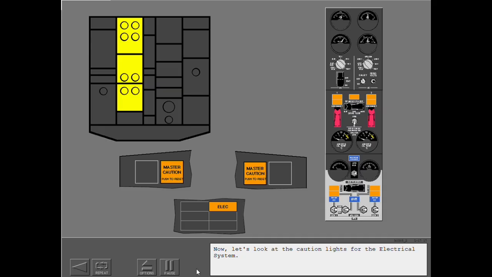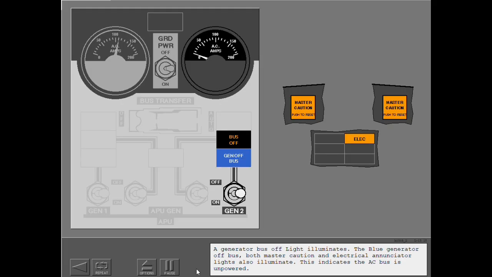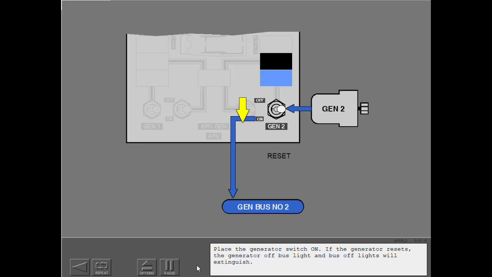Now, let's look at the caution lights for the electrical system. A generator bus off light illuminates. The blue generator off bus, both master caution and electrical annunciator lights also illuminate. This indicates the AC bus is unpowered. Place the generator switch on. If the generator resets, the generator off bus light and bus off lights will extinguish.